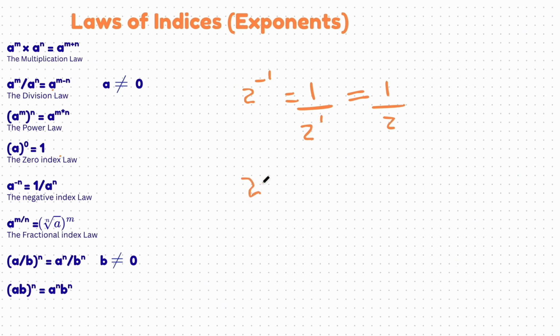What if we were given 2 raised to the negative 2? The first thing you do is write your 1, then your divide sign, then we write back our base 2, and we raise it to the positive power. So this was negative 2, this becomes positive 2. This is equal to 1 divided by 2 raised to the power of 2, which is 4. So that's how we manipulate our negative index law.